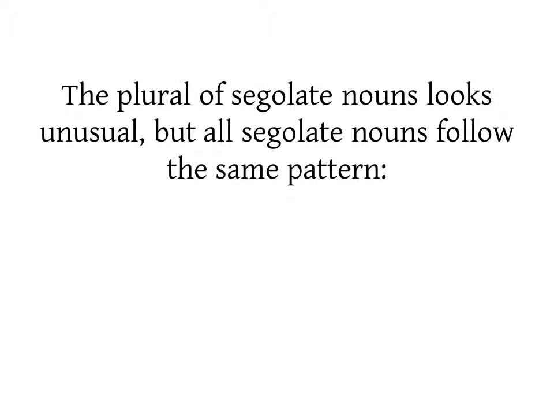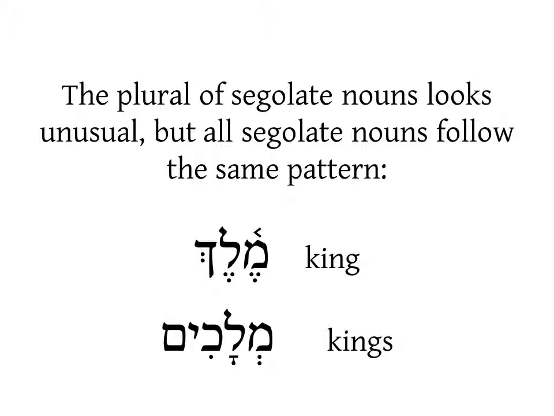The plural of Segolate nouns will look unusual at first, but every Segolate noun follows the exact same pattern. So the singular will be like melech, king, and the plural, melachim, kings. So a noun with two segols accented on the first syllable, melech, transforms into one with shava, then kamatz gadol, the long A, and then the plural ending, melachim.